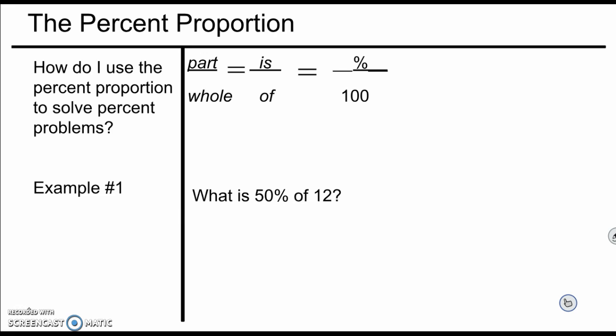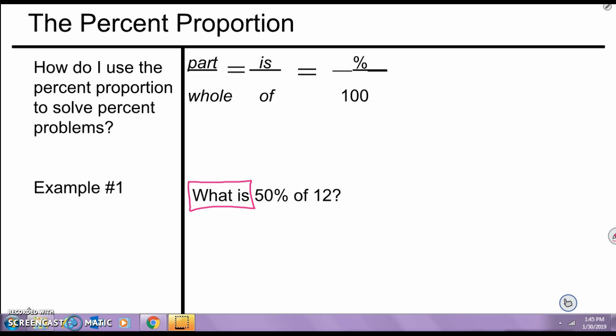Let's look at example 1 together. What is 50% of 12? If you look at this problem, we see what is. That means that we are missing our is, or we're missing the part of our problem. 50% is obviously our percent since it has a percent sign. And of 12, of represents our whole. So now we can plug everything into our percent proportion.